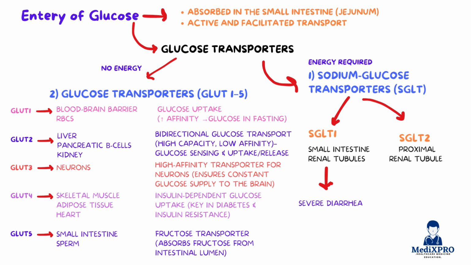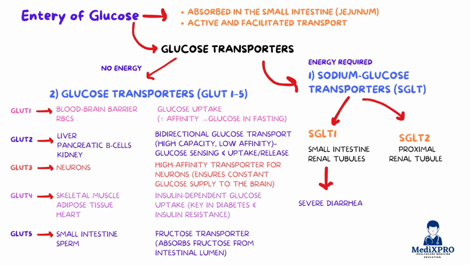For your quick exam revision, in SEQs, always follow this structure: transport type, transporter, location, function, and clinical link. For MCQs, focus on which GLUT is found where, which are insulin-dependent, which transporter handles fructose, and what causes glucose-galactose malabsorption. Your turn now. Which glucose transporter do you always mix up? GLUT2 or GLUT4? Write it down or drop it in the comments.